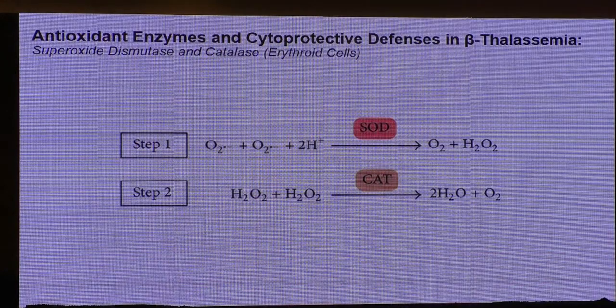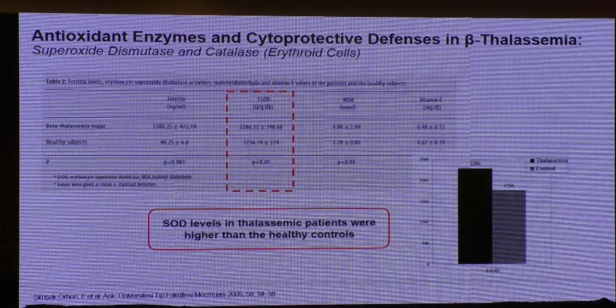The next set of antioxidant enzymes that we're going to look at are superoxide dismutase and catalase. These work in synergy, they work together. So the first step is the superoxide dismutase enzyme will catalyze the reaction of oxidative radicals, leading to the production of a less reactive hydrogen peroxide molecule. And then catalase will come and catalyze the reaction of hydrogen peroxide to produce water.